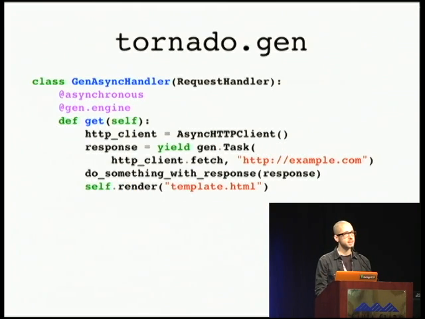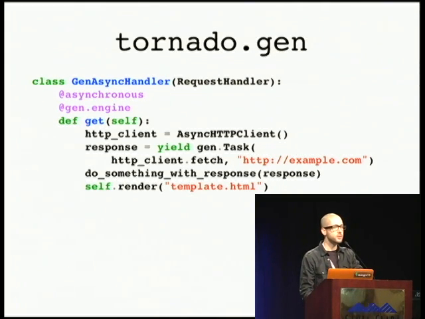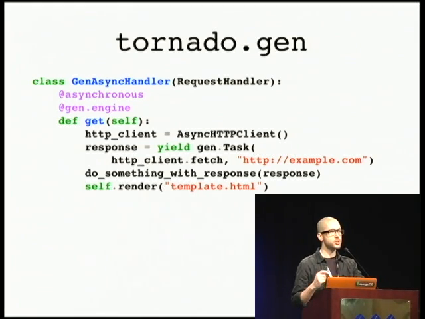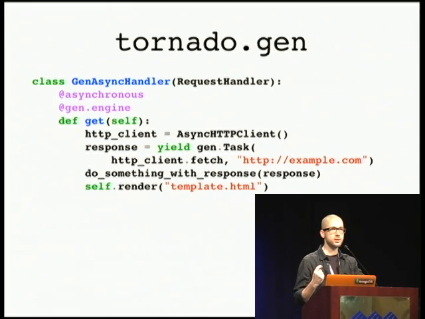So Tornado has a module called gen, which lets you write your request handlers as generators or as coroutines. So you can see here that the callback is gone, and instead we're yielding this gen task object, which pauses this coroutine, initiates the I/O, and when the I/O is complete, the central event loop will resume this coroutine with the response.